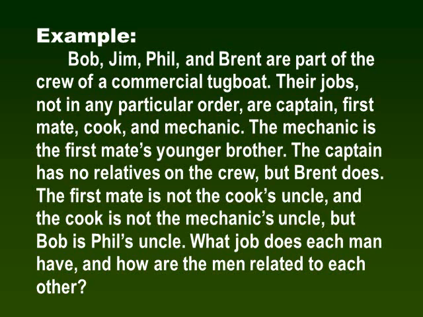It's kind of long. Bob, Jim, Phil, and Brent are part of a crew of commercial tugboat. Their jobs, not in any particular order, are captain, first mate, cook, and mechanic. The mechanic is the first mate's younger brother. The captain has no relatives on the crew, but Brent does. The first mate is not the cook's uncle, and the cook is not the mechanic's uncle, but Bob is Phil's uncle. What job does each man have, and how are the men related to each other? Okay, lots of information, and it's a little bit circular in how you read it. So we're going to make a chart for this one.